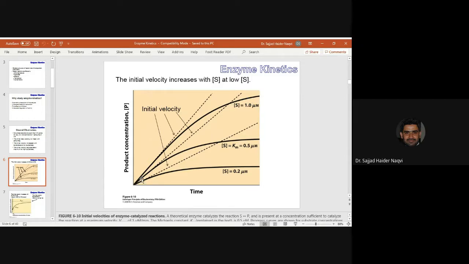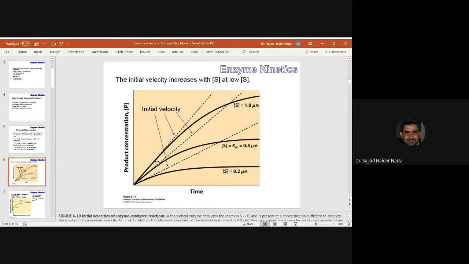Similarly, this is what we call the Km. Km is actually that concentration of the substrate at which half of the velocity is achieved. So you can see that this is the highest, this is the lowest, and this is the middle point. So that concentration, which is in this case 0.5 micromolar, is the concentration of the substrate at which half of the velocity is achieved, and that particular concentration is called Km.